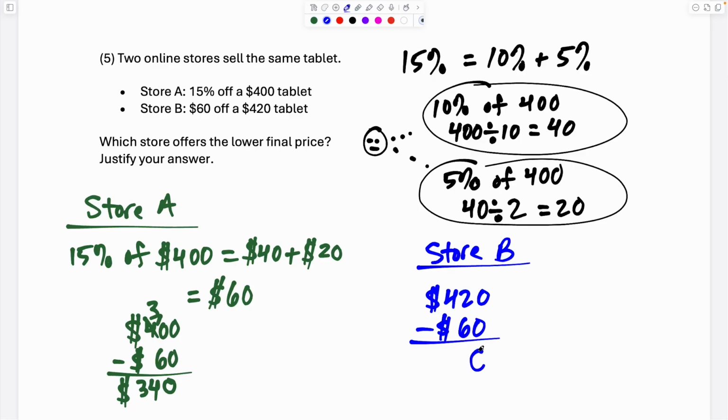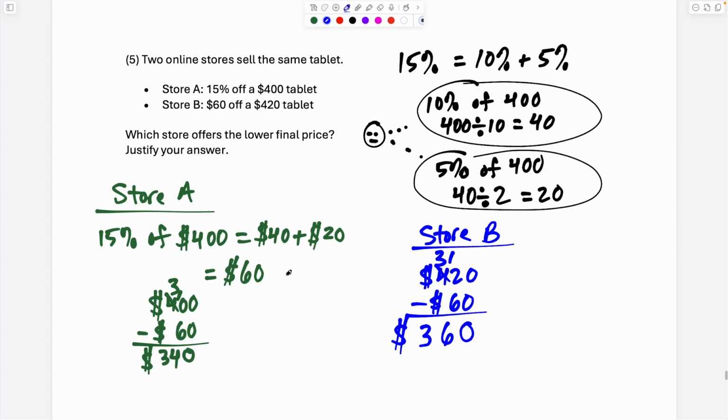So 0 minus 0 is 0. And then I can't do 2 minus 6, so I could borrow here. So I make that a 3 and put a 1 here. So I have 12 minus 6 is 6, and the 3 carries down. So the price of the tablet at Store B is $360.